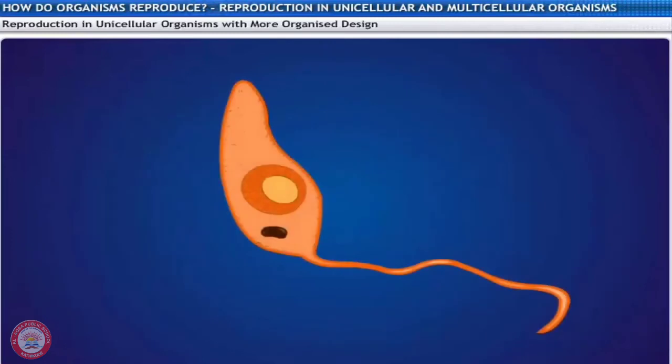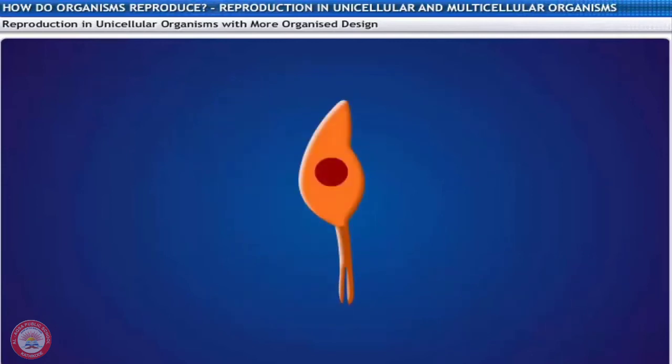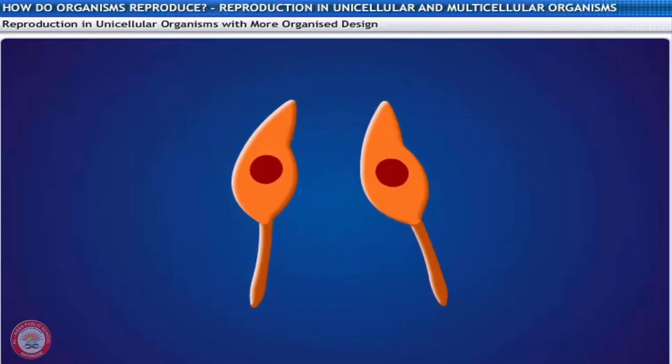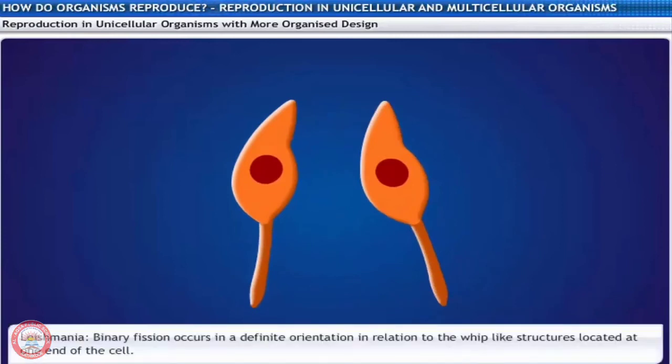But this is not the case in all unicellular organisms. In organisms which have a more organized body, we can see a different type of binary fission. For example, in leishmania, there is a whip-like structure at one end of the cell. In such organisms, binary fission occurs in a definite orientation in relation to their structures.